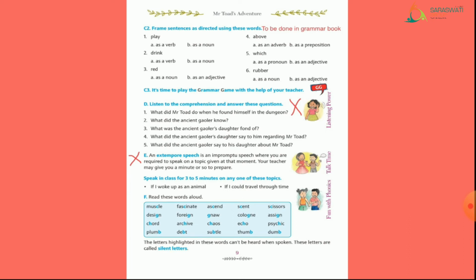Number 5, which. W-H-I-C-H. This is not the witch which we find in the stories. Okay, this is a question word, which. Now here we have to make two sentences where which is acting as a pronoun and where which is acting as an adjective. So first let us make the sentence as a pronoun. Arjun attended a meeting which continued for 3 hours. Okay, now here the word which is acting as a pronoun.